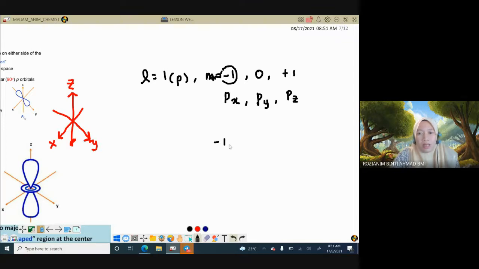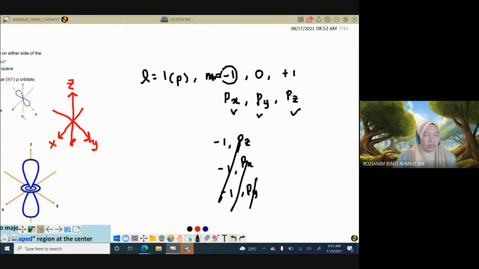Maybe negatif 1 ini adalah milik PZ. Maybe negatif 1 ini adalah milik PX. Maybe negatif 1 ini adalah milik PY. So kita hanya senaraikan based on the probability sahaja. If we have the 3 numbers, means probability-nya we have PX, PY, PZ. Get it? Okay.